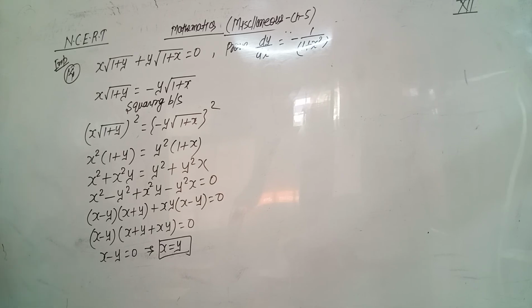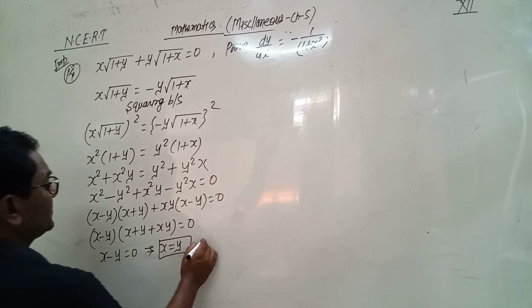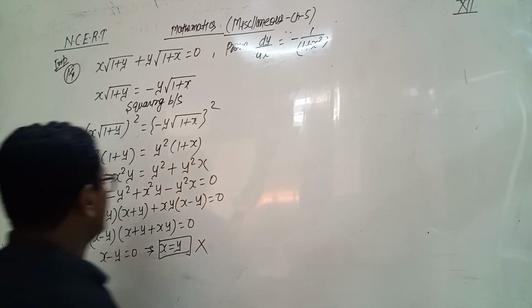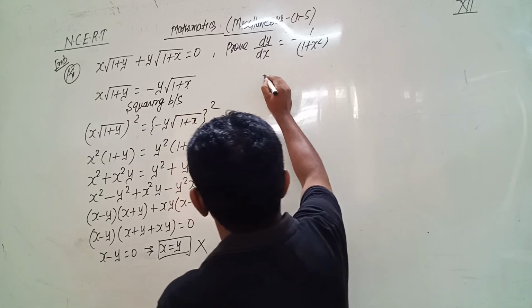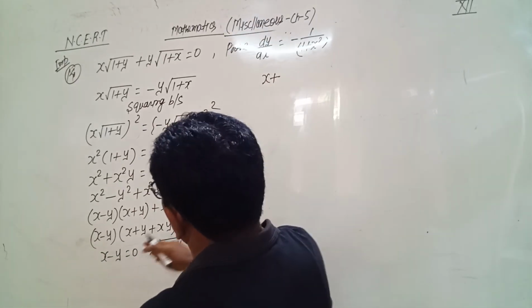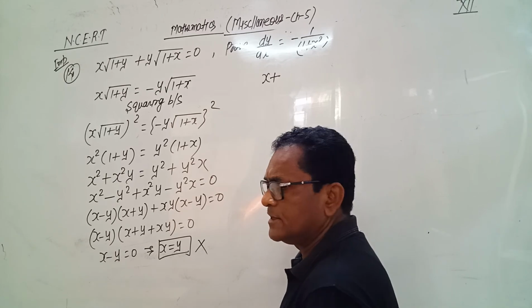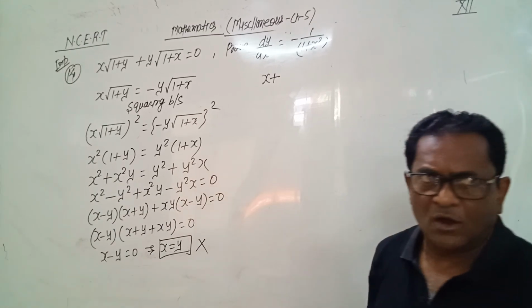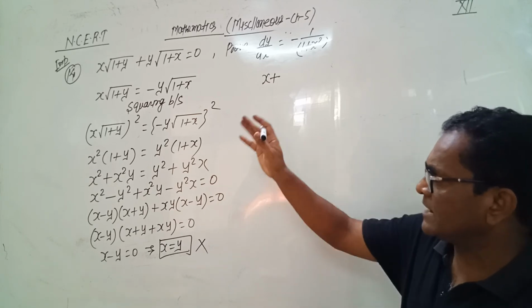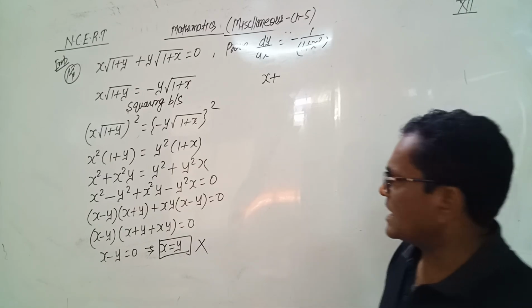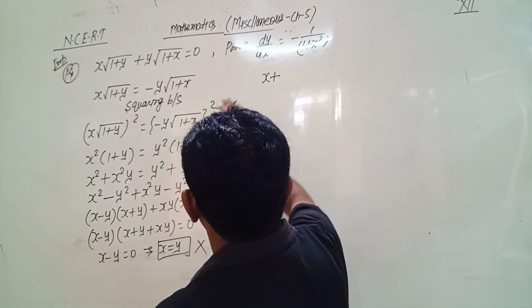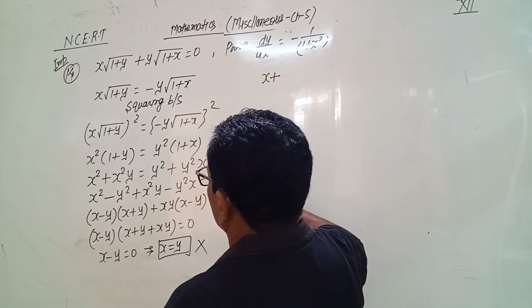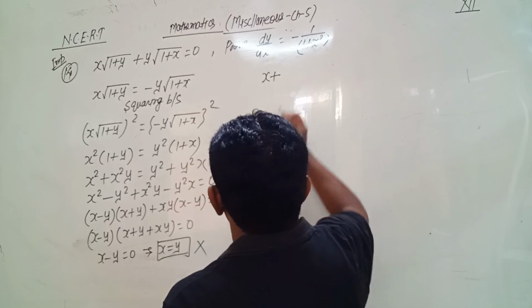x equals y is not possible. Then what is possible? x equals y is not possible because when we put the value of x equals y, or the value of y equals x, in the left side, we do not get the RHS. So x minus y equals 0 is not possible.